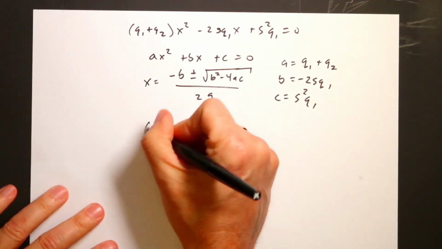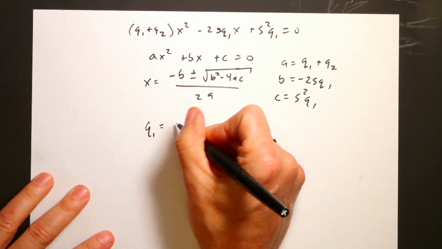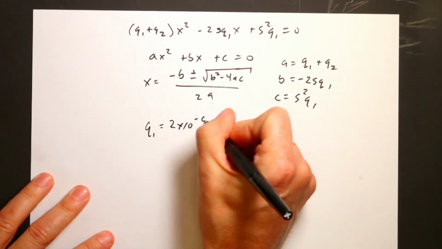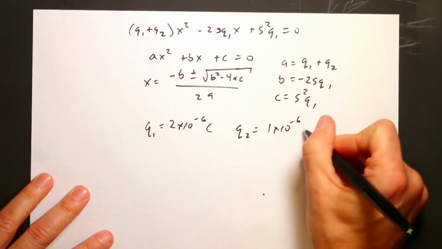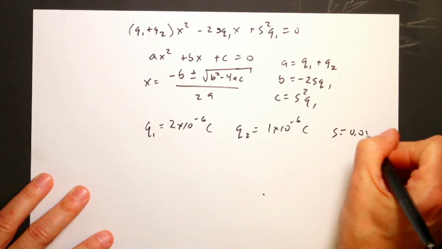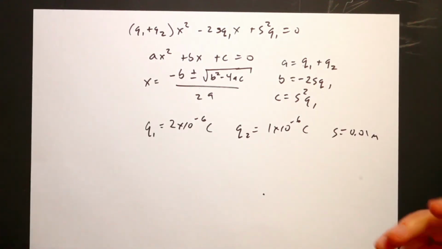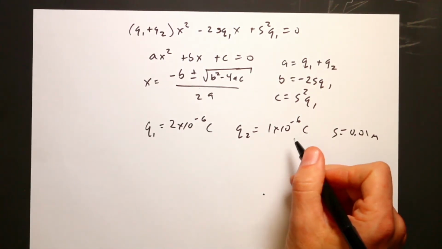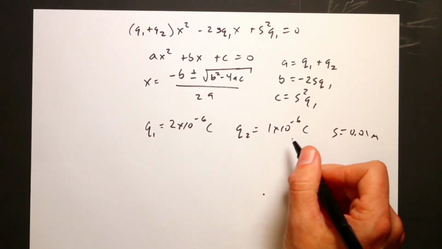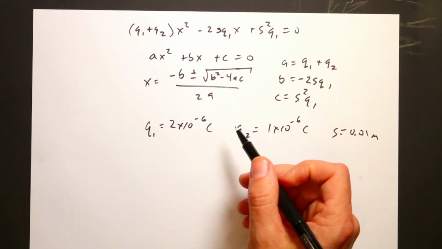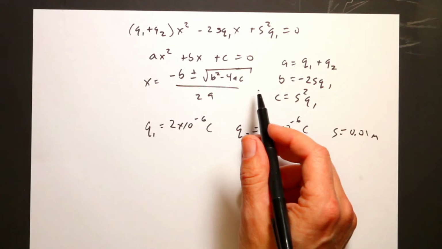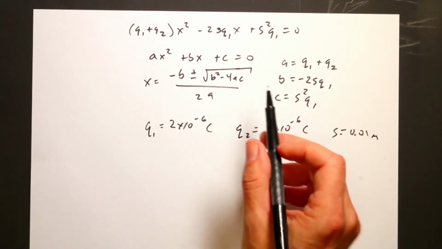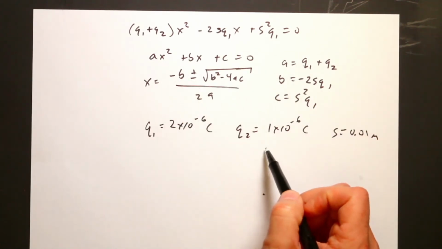I'm going to pick q1 is 2 times 10 to the negative 6 coulombs. q2 is 1 times 10 to the negative 6 coulombs. And then s is 0.01 meters. I just picked some values. Doesn't really matter. So I'm going to plot the magnitude of the electric field as a function of distance and find out where it's 0. And then I'm going to use my quadratic equation and show that this is the same thing. I'm going to plug in this and show that it's the same.